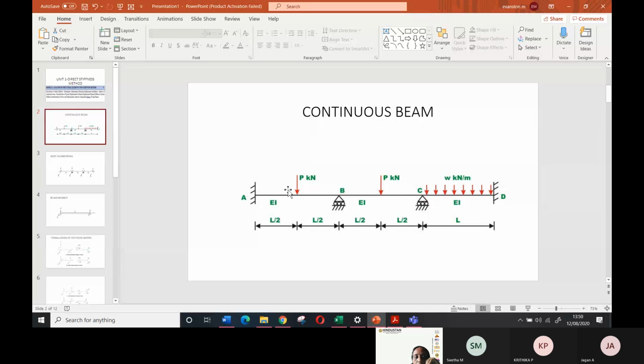So this is a continuous beam for which you are going to find out the member forces and the displacements, everything using the stiffness method. The first one is the direct stiffness method. Can you draw this diagram? Can you just draw this continuous beam diagram?